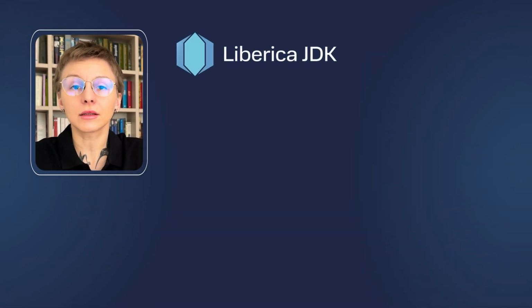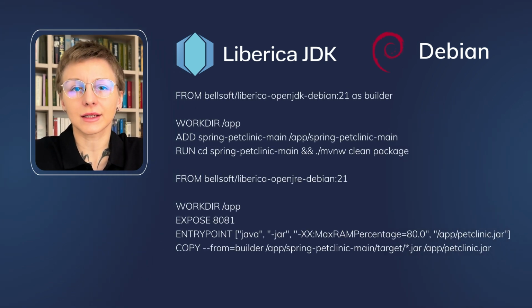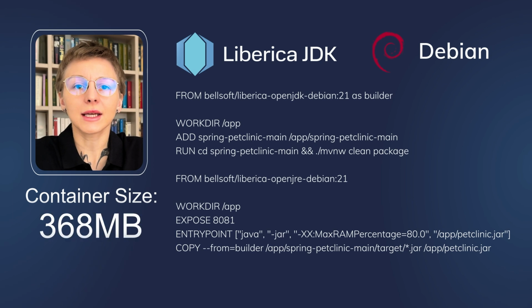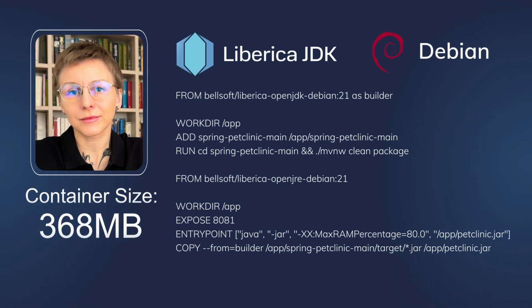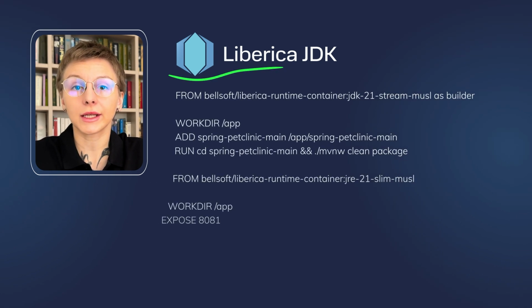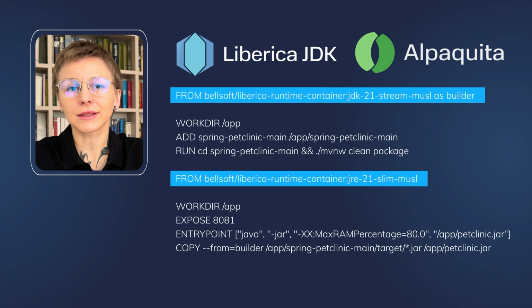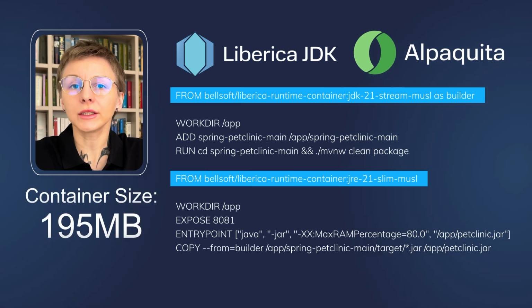There are several popular Linux distributions for the cloud, and their size may vary. For example, let's compare the size of 2 container images. One of them is based on Liberica JDK Standard and Debian. Liberica JDK is recommended by Spring, so I will be using it as an example. The container image with Debian takes 386 MB. And now let's use Liberica Runtime Container based on Liberica JDK Lite, optimized for the cloud, and minimalistic Alpaquita Linux. This container image takes 195 MB, which is almost 2 times smaller than the first image.